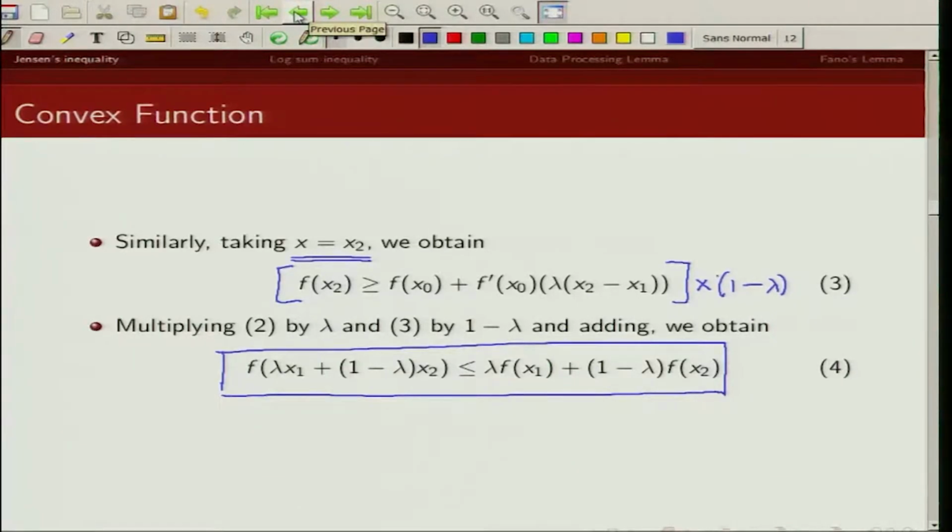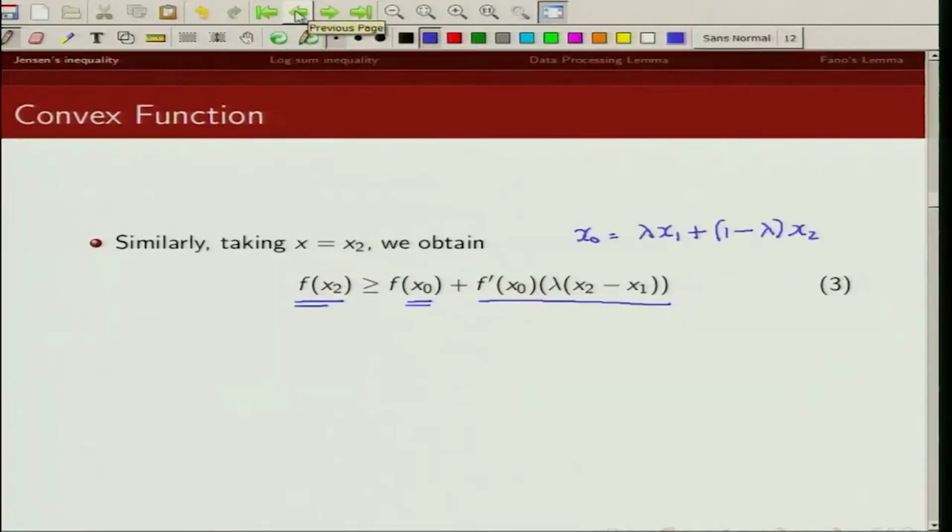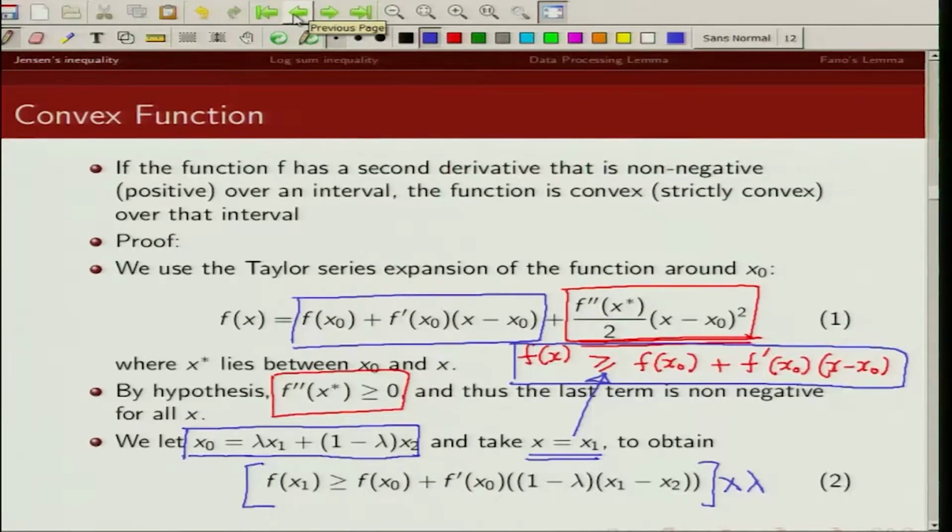Hence we have proved that if the second derivative is positive, then the function is convex. So if a function has a second derivative that is non-negative over the interval, then the function is convex, and if the second derivative is positive, then it is strictly convex. And similarly we can also show that if the second derivative is non-positive, then the function is concave.